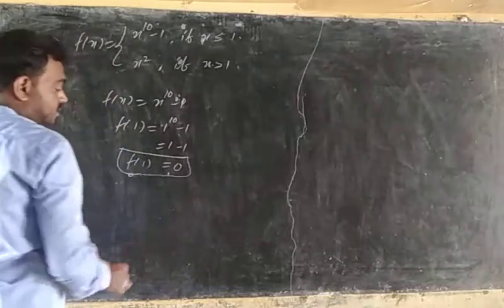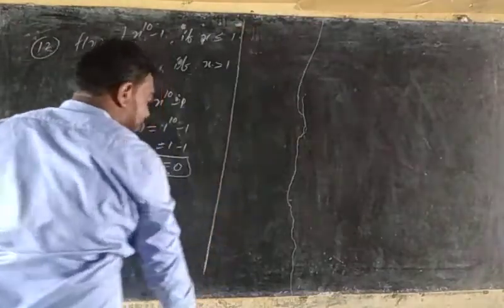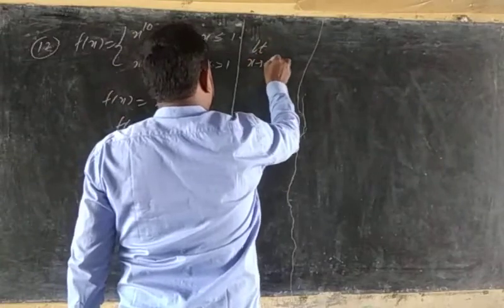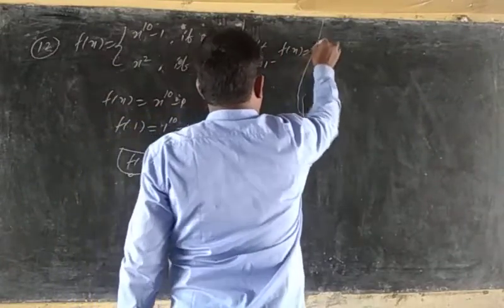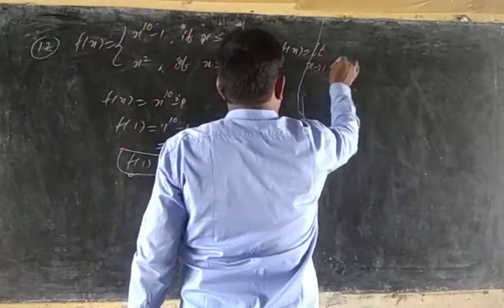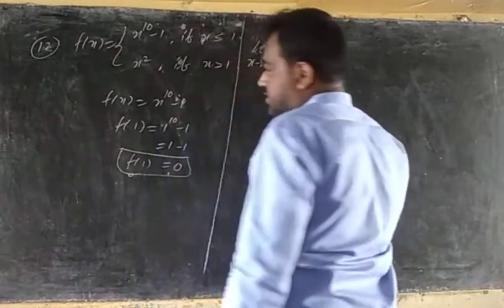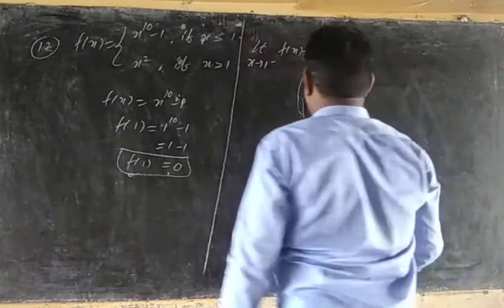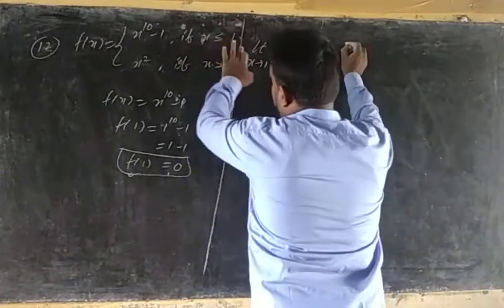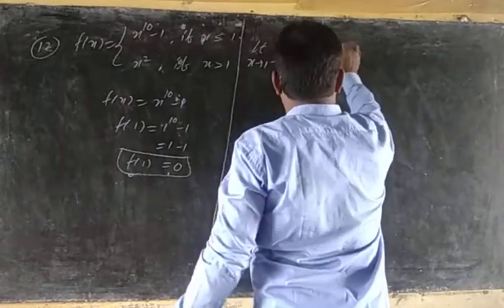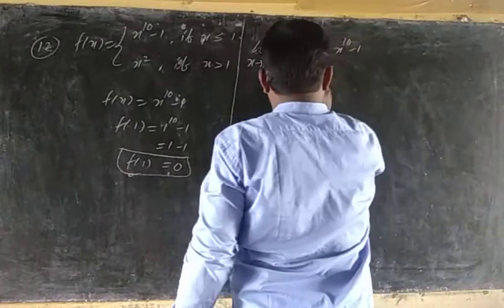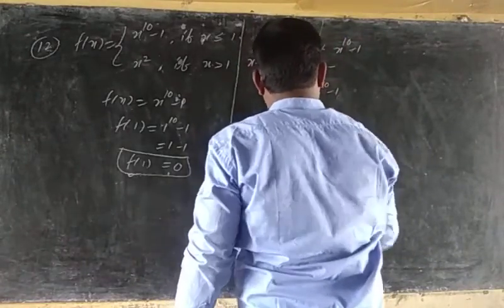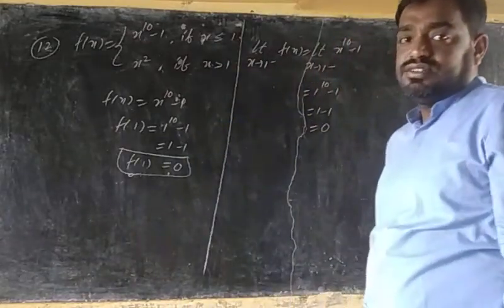Next, we need to check the left hand and right hand limits. Limit x tends to 1 minus of f of x. 1 minus means x less than 1 or greater than 1? X is less than 1. So for x less than 1, f of x is equal to what? X power of 10 minus 1. This is 1 power of 10 minus 1, 1 minus 1, 0. Left hand limit value is 0.